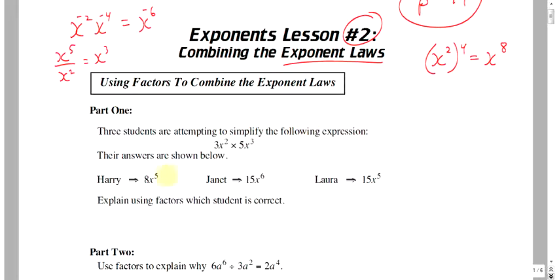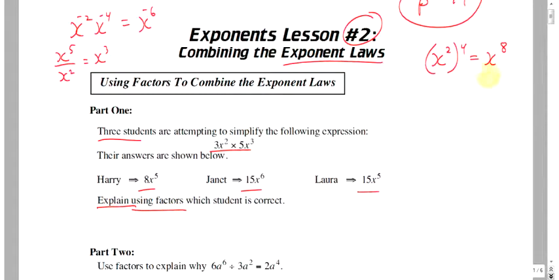All right. Part 1. 3 students are attempting to simplify this expression. One of these people is right. One of them, well, 2 of them are wrong. Don't yell it out. It says explain. We don't just want to go Janet or Laura or Harry. Okay, you're not going to get marks for that. It says explain using factors. Factors was the last chapter.